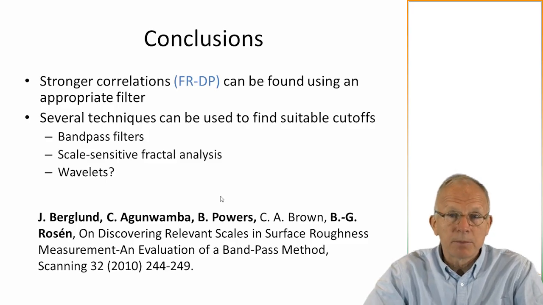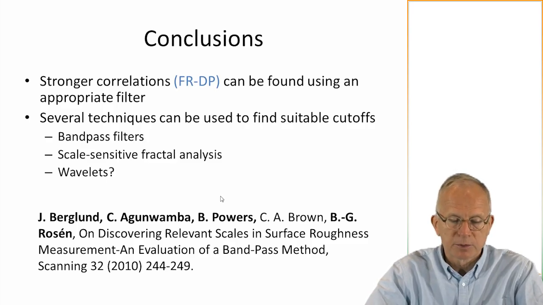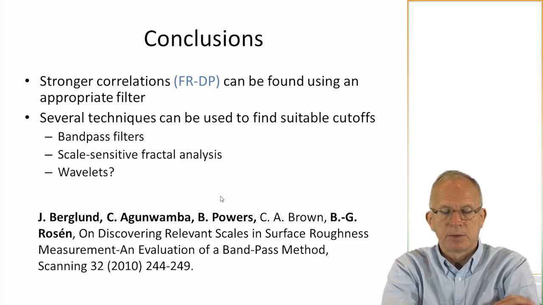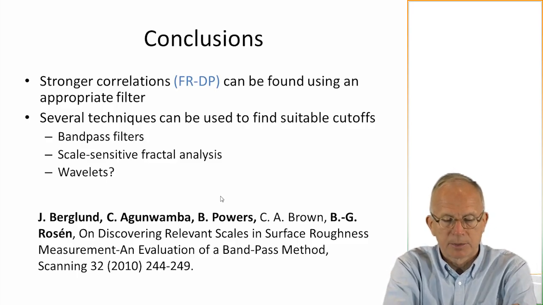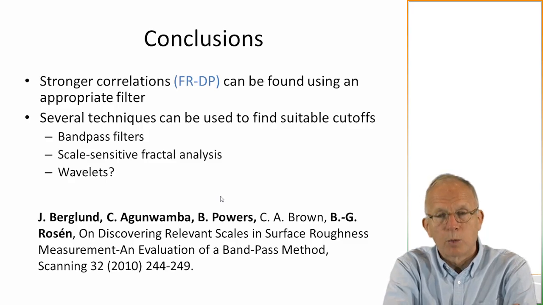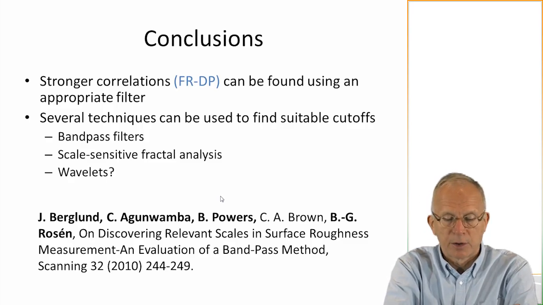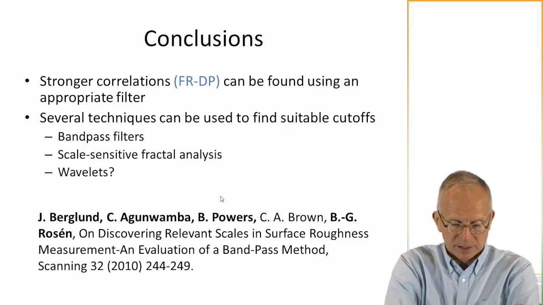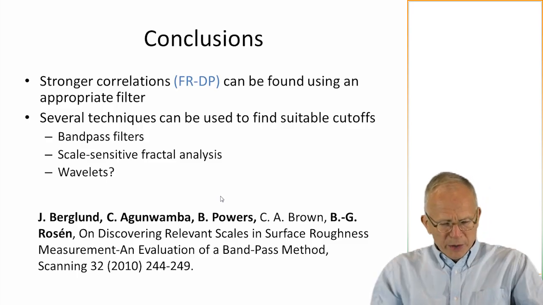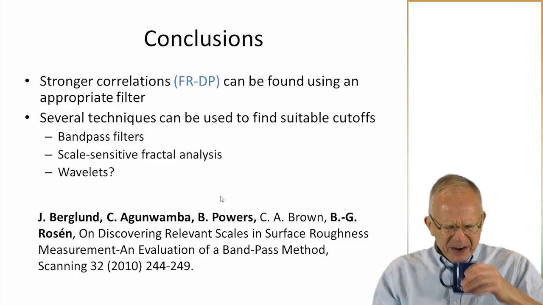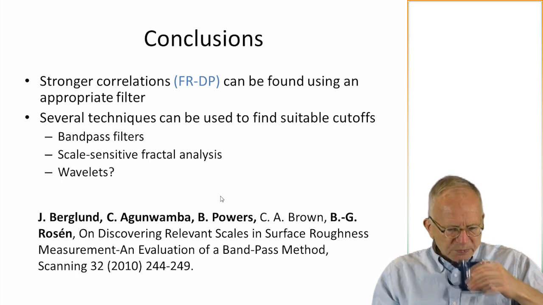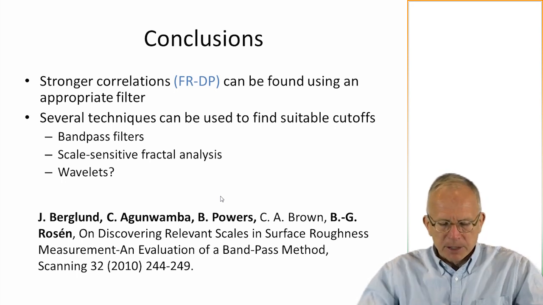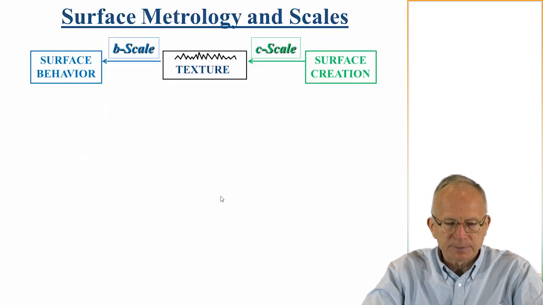Several techniques might be used to find suitable cutoffs. So we were using bandpass filter. The scale-sensitive fractal analysis might be good, the area scale, for example. And I throw in wavelets here, although I've got no experience with them. The work that I've seen indicates that, used properly, they might be able to come up with the same results.